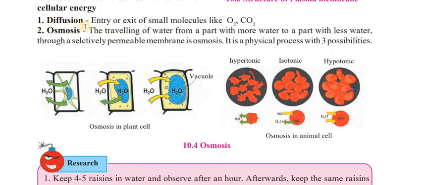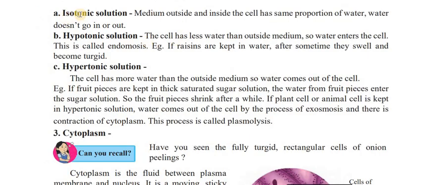Next question, diffusion. Entry or exit of small molecules like O2 and CO2 is known as diffusion. Osmosis. The travelling of water from the more water part to the less water part is called osmosis. Isotonic solution. When the medium outside and inside the cell has the same proportion of water, it is known as an isotonic solution.